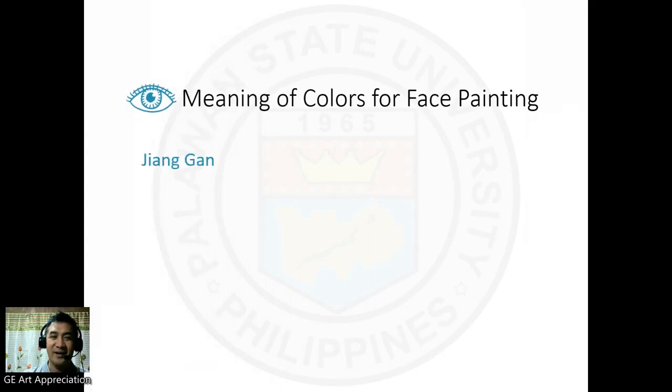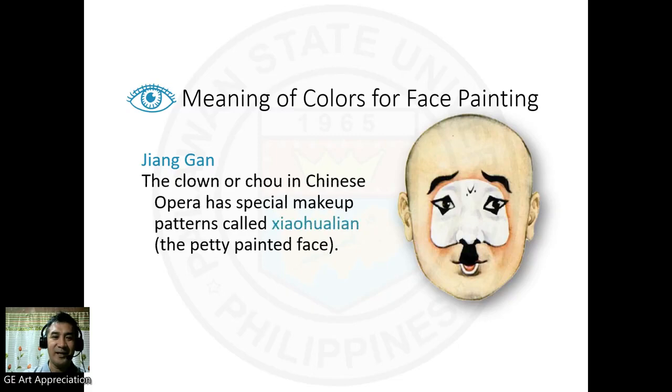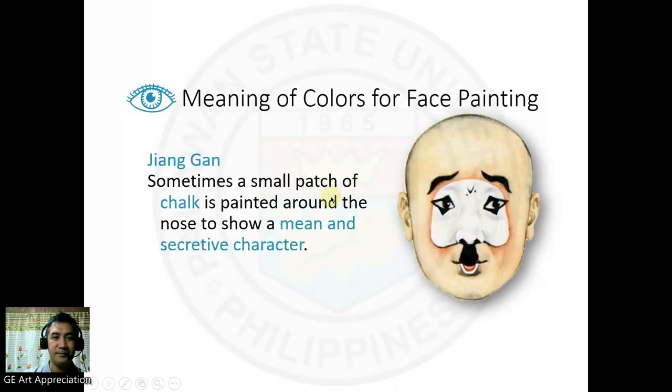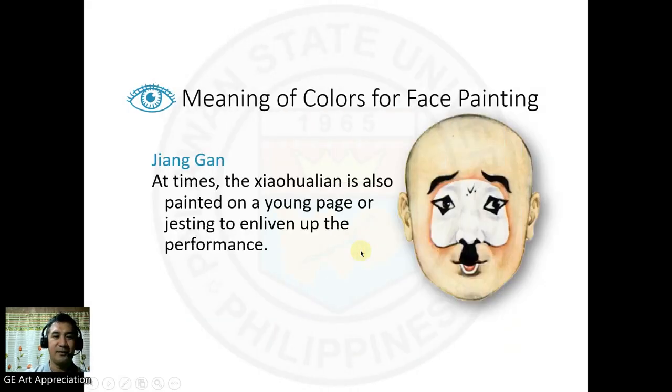We have Jiang Gan. The color is actually the clown. Actually, Jiang Gan is the clown, or Chou, in Chinese opera, and it has a special makeup pattern called Xiao Hualian, or the petty painted face. Sometimes a small patch of chalk is painted around the nose to show a mean and secretive character. At times, the Xiao Hualian is also painted on a young page or jester to enliven their performance.